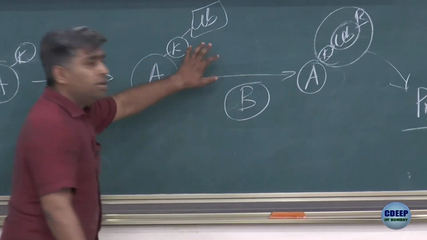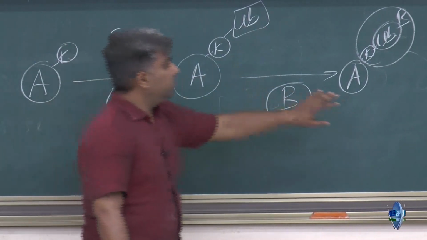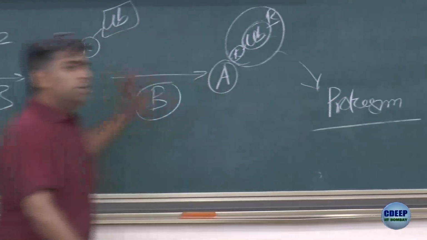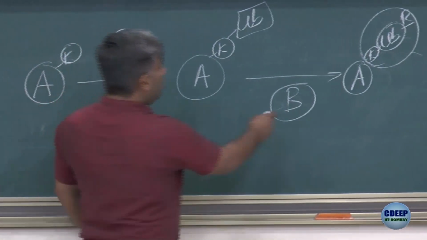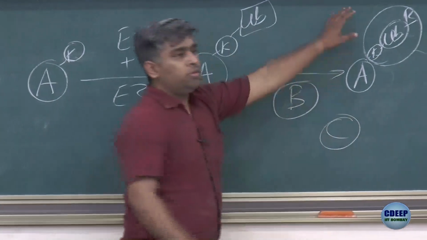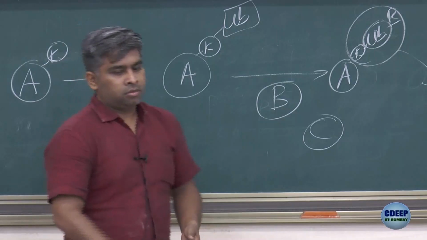Then again, this depends on which lysine, which kind of ubiquitination has happened. In this case it will be K48. In this case some other kind of ubiquitination will happen. If it is K63, not B but C might come and bind to this ubiquitin. So based on that it changes.